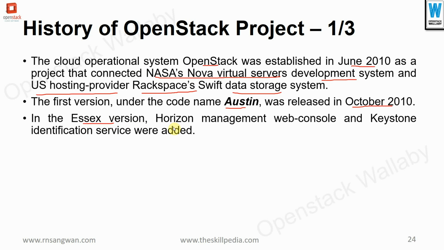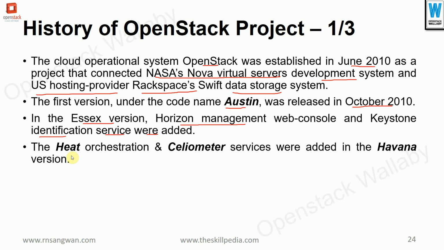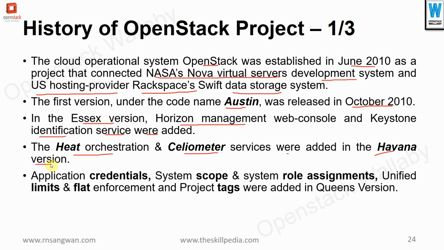In the Essex version, the second version, the Horizon management web console and Keystone identification services were added. The Heat orchestration and Ceilometer services were added in the Havana version. So every version, every release, if you go by history, has something new, some extra features, some enhancements, some breaking changes, some reorganizing. The release cycle is so fast, every 3 months, 4 months, 5 months, you see a new release.